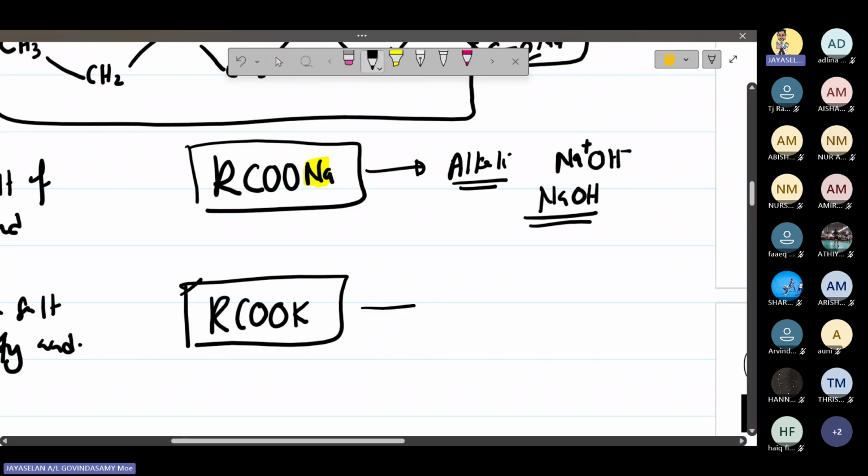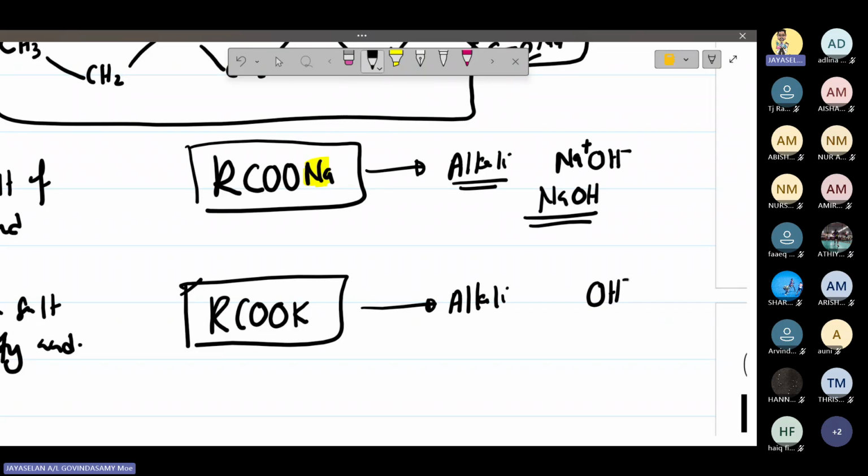If they ask what is the name of the alkali used for this soap, remember the alkali must have what? Hydroxide ion. Take the potassium ion and put it here. So what is the name of the alkali? KOH. You already score another mark. Any question?